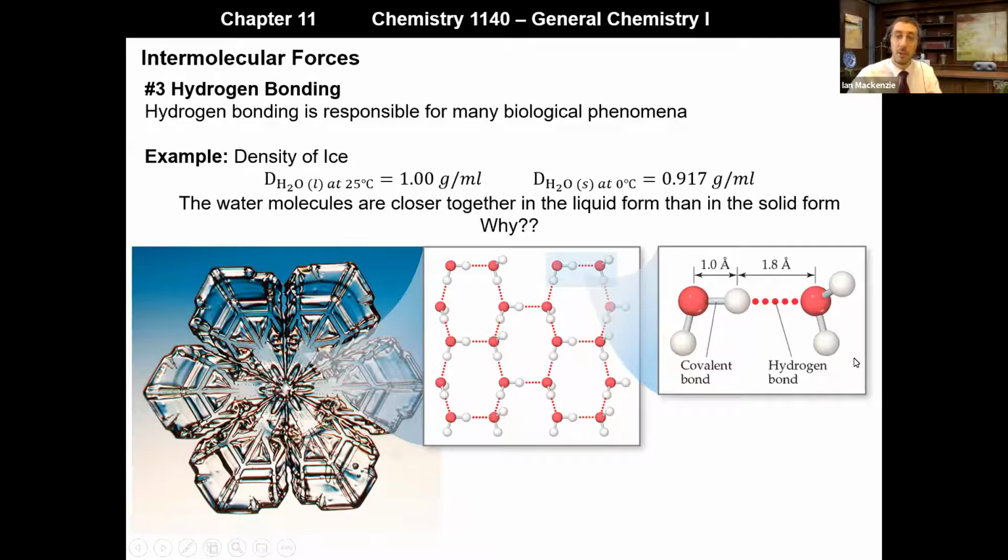But as a result of the larger distance between molecules, we now have a lower density of water in the solid form than we do in the liquid form. And this is why ice floats and lakes freeze top down. So it's a very important concept for hydrogen bonding.